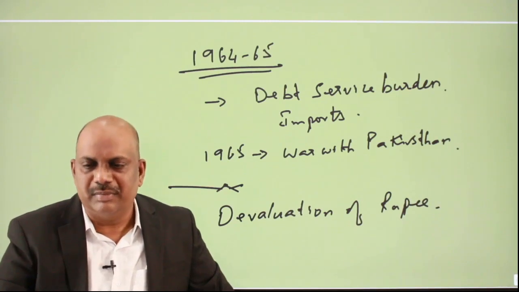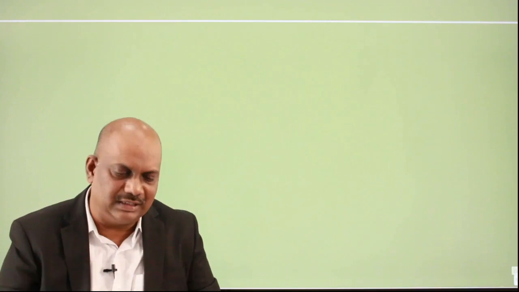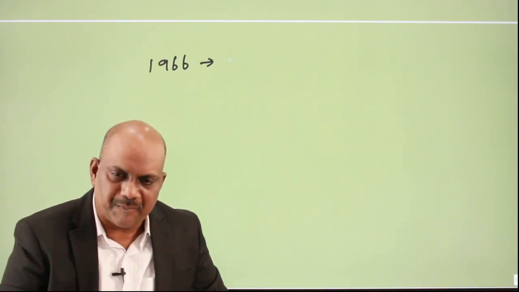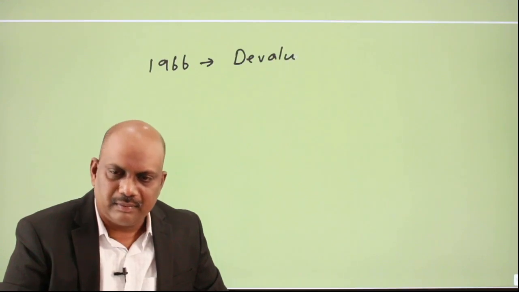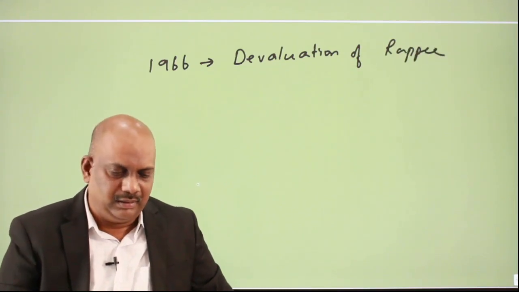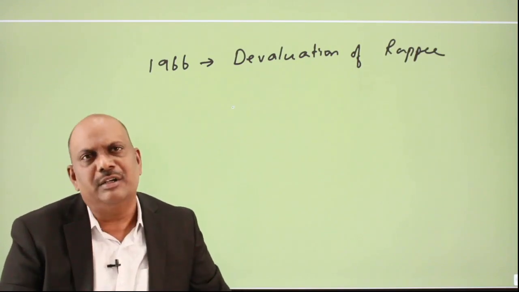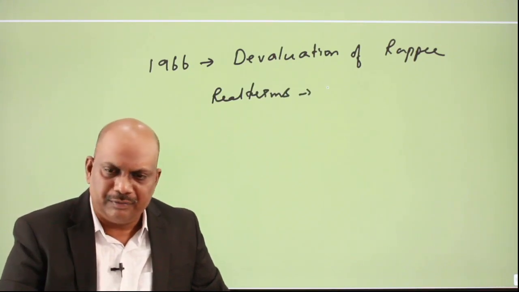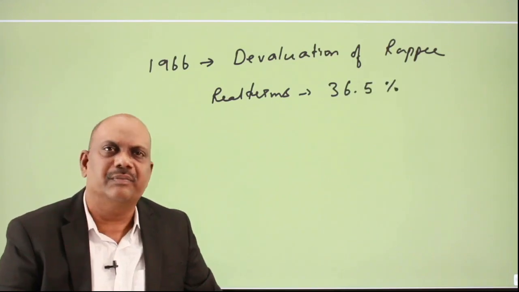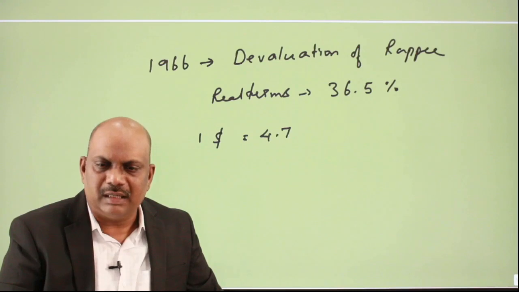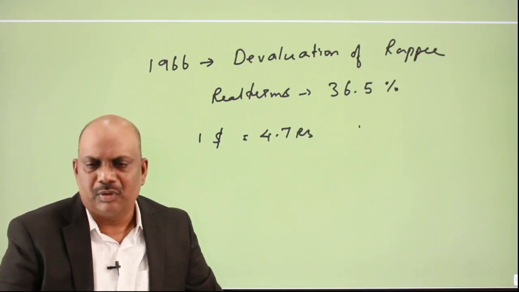Devaluation means it is a process by which we reduce the value of our currency in the international market. So in the year 1966, we were forced to devalue our rupee. In real terms, it was up to the tune of 36.5%. Before devaluation, $1 was equal to 4.7 rupees. And after devaluation, $1 became 7.5 rupees.